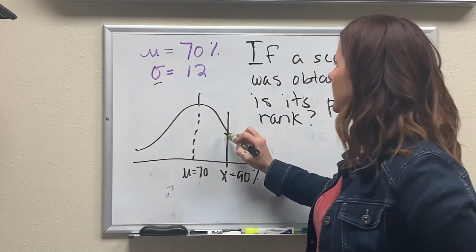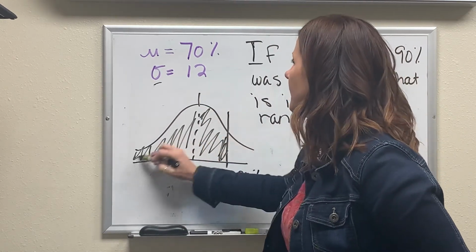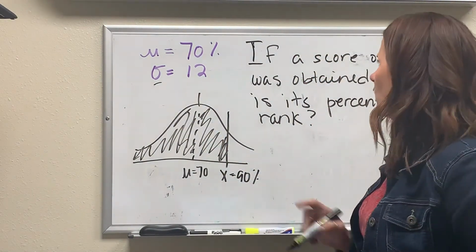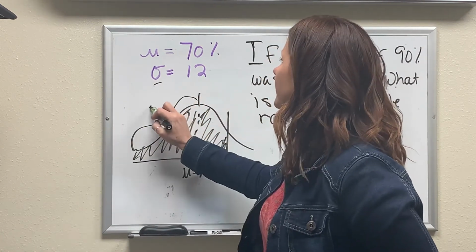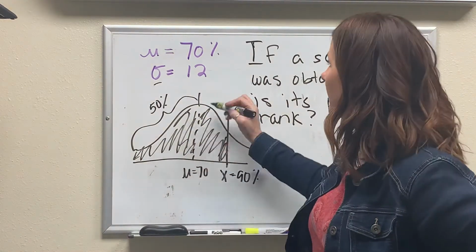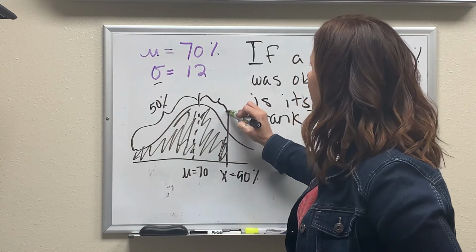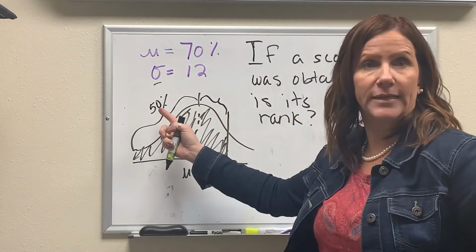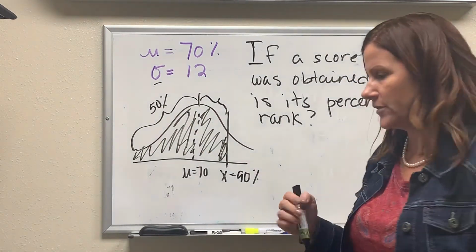Everything below is percentile rank. So we're including all of this plus all of this. There's a couple of different ways that we can do this. We know that all of this is 50%, right? Because this is the 50th percentile rank right here. So we can find what this is and add it to 50% is one way. And I'll walk you through that way first.